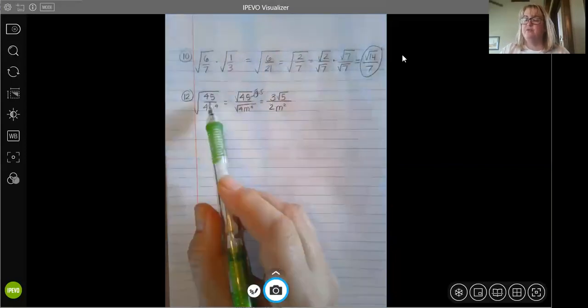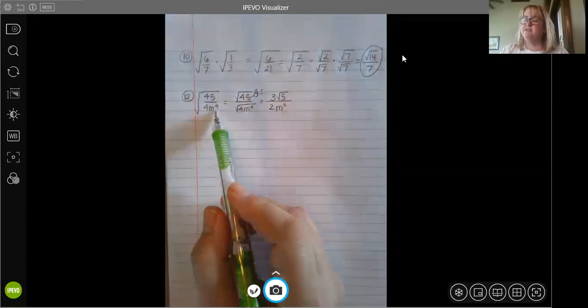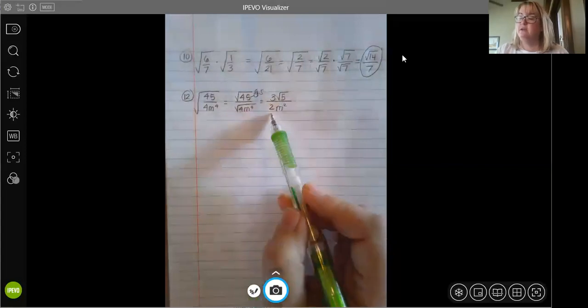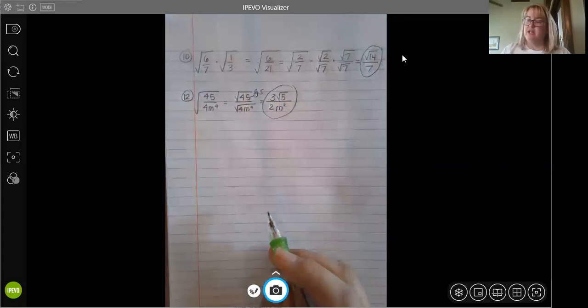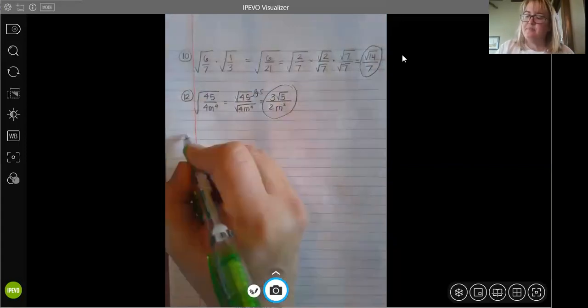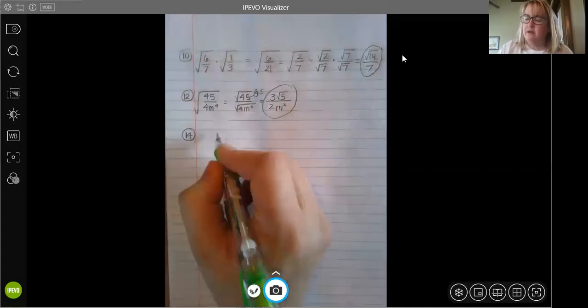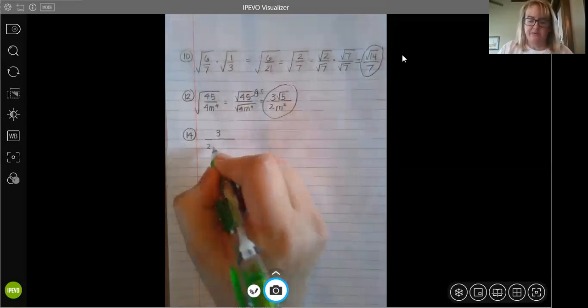So the square root of 45 over 4m to the 4th power is 3 times the square root of 5 over 2m squared. That is in simplest form. All right, let's look at 14. 14 is 3 over 2 minus the square root of 3.